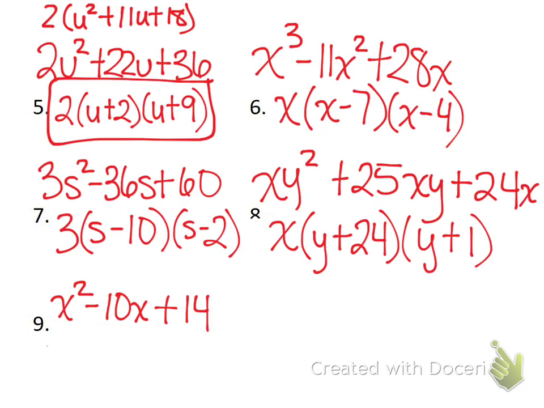I'm just going straight to the answers for the sake of time. What was our GCF on number 6? X. So once we factor out an x, we've got x minus 7 times x minus 4. Questions there? No. All right, on number 7, the first thing I factored out was a 3. That leaves me with s minus 10 times s minus 2. Questions or concerns there? On number 8, what was our GCF? X. This one was an x again, and then we've got y plus 24 times y plus 1.